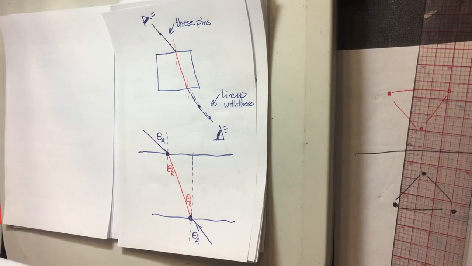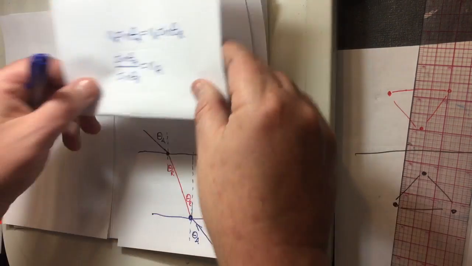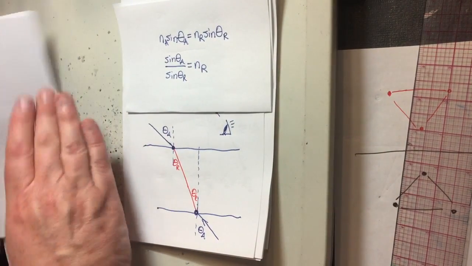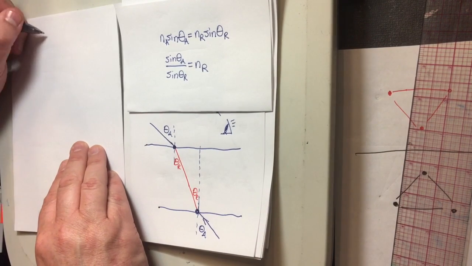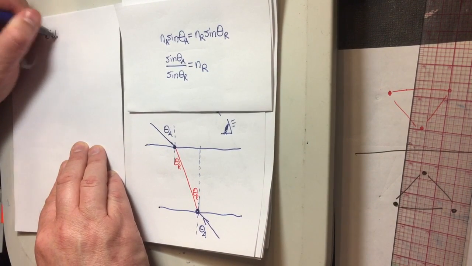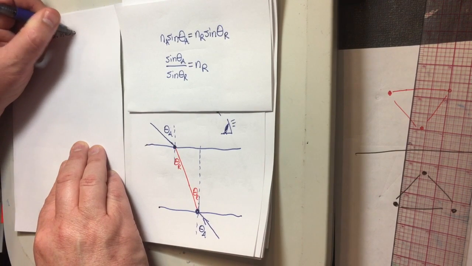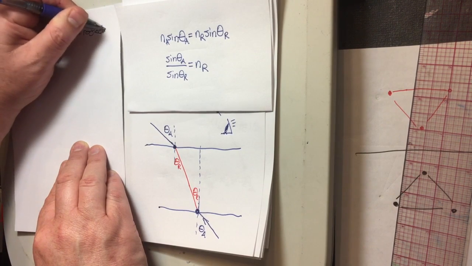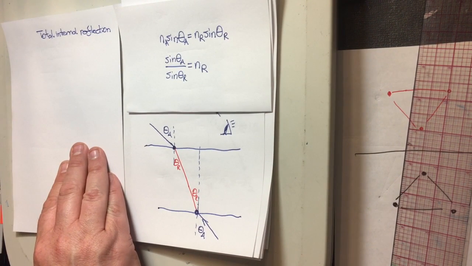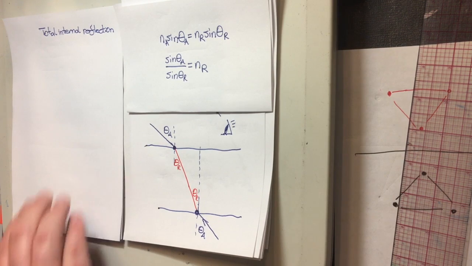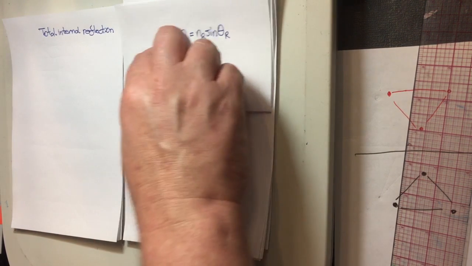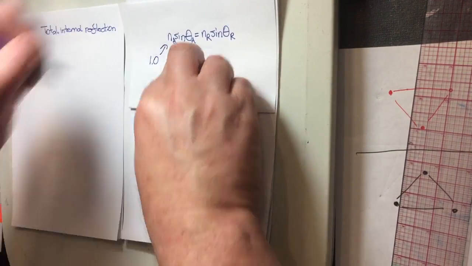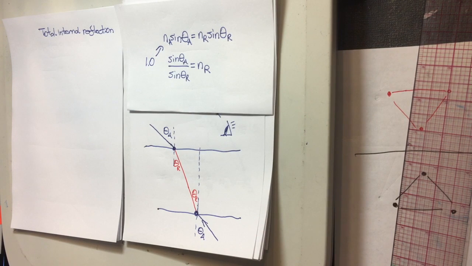All right. The last bit that we're going to talk about is total internal reflection. What happens to what? Oh, in air, why'd that go away? Good question. N of A is 1. So it just goes away.